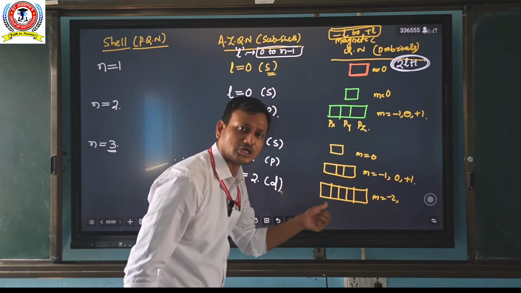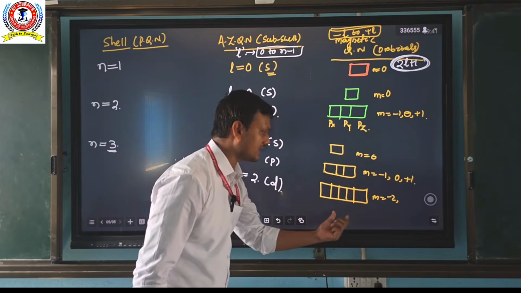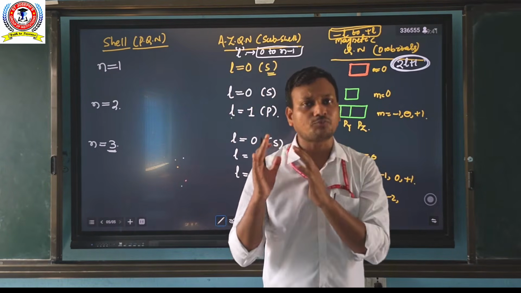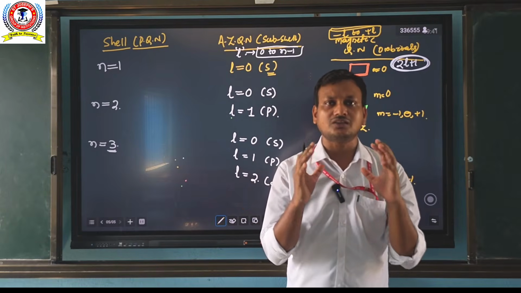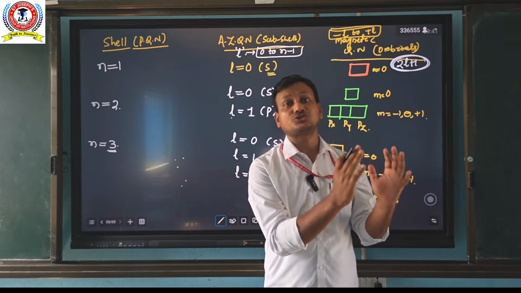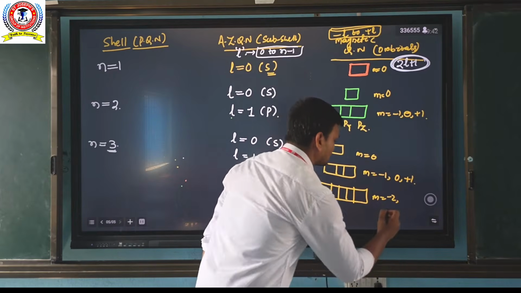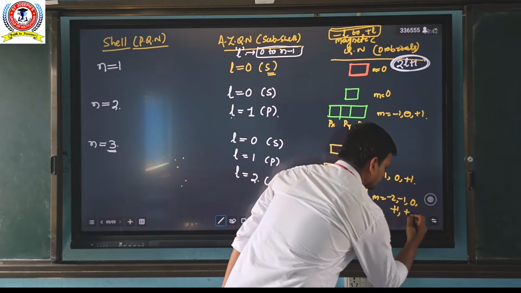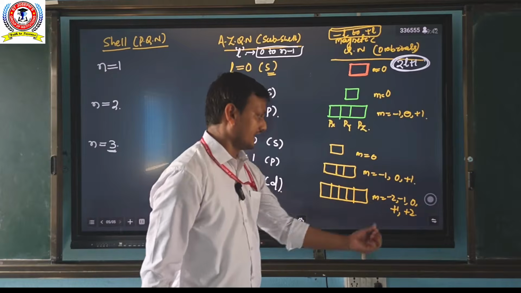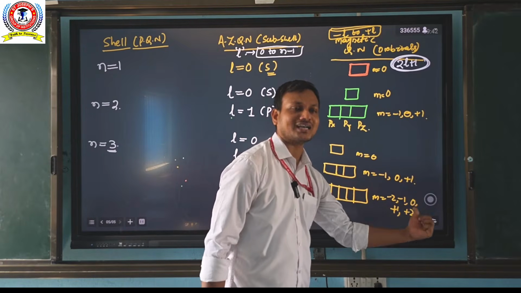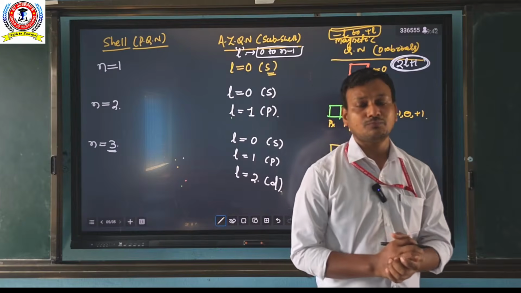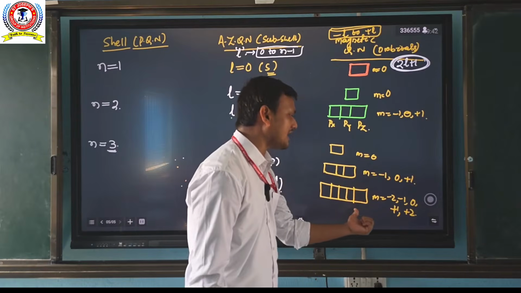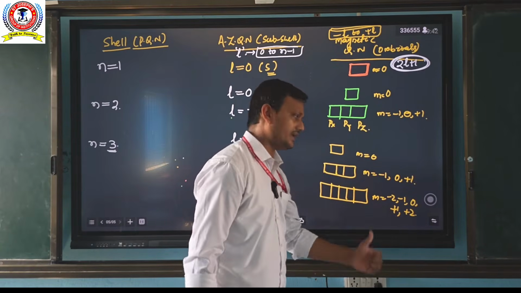And for the d subshell, the value of l is equal to 2. That means the value of m lies between minus l to plus l, so for the d subshell, m lies between minus 2 to plus 2. That means minus 2, minus 1, 0, plus 1, and plus 2. Since m has 5 values for the d subshell, that's why 5 orbitals are present inside the d subshell.